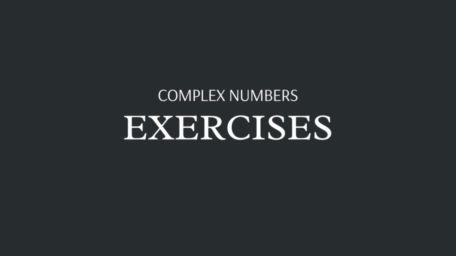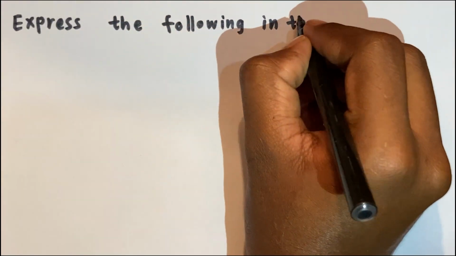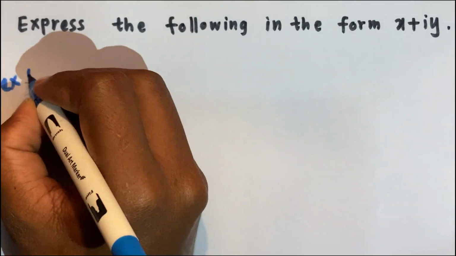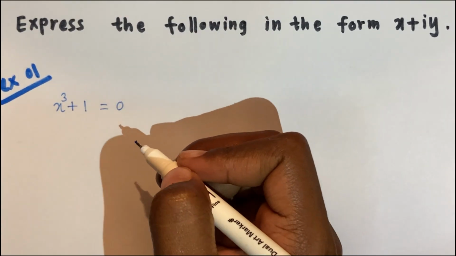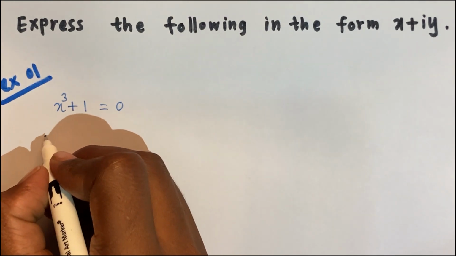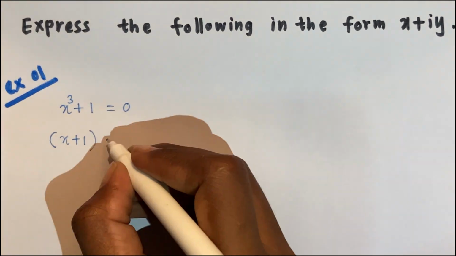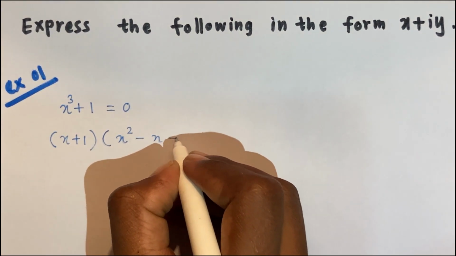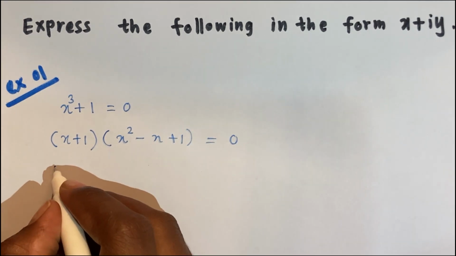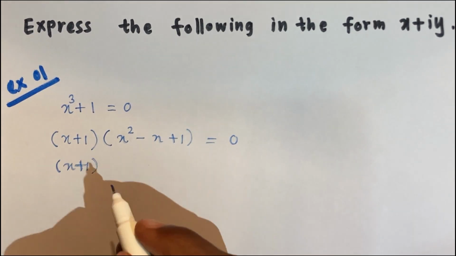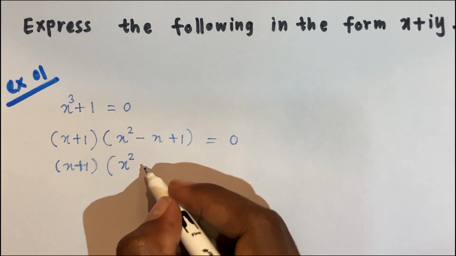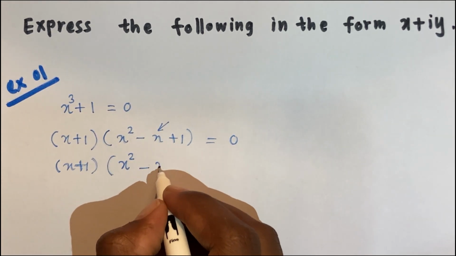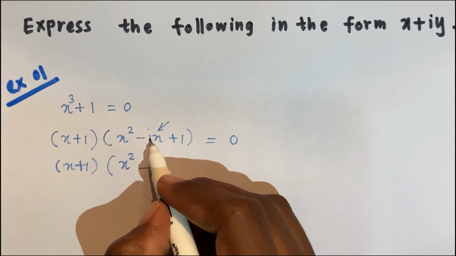Complex numbers exercises. Express the following in the form x plus iy. Example 1. x cubed plus 1 equals 0. Get factors of this. There is a 1 in front of the x.